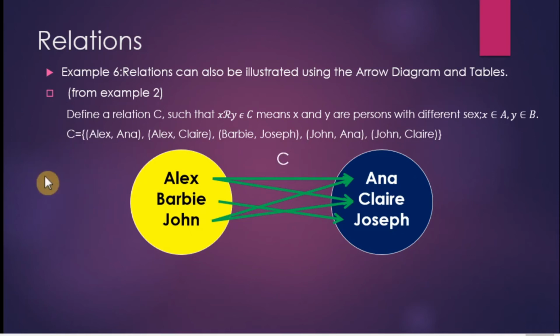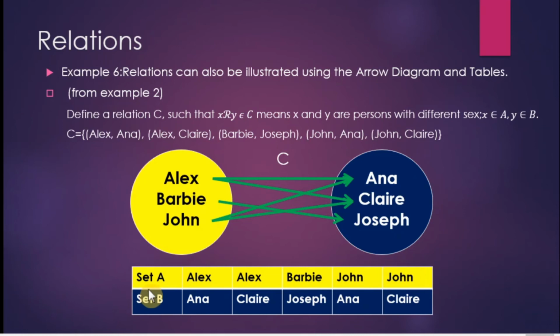If we want to use tables, we should do it this way. We're going to write the elements of the first set in our first row, and then their pairs in the second row. So for example, the first pair here is Alex and Anna, so we should see Alex and Anna in our table. We can draw it horizontally or vertically.